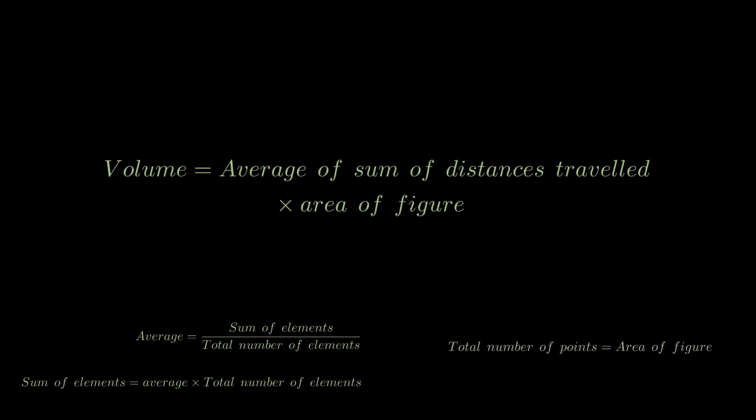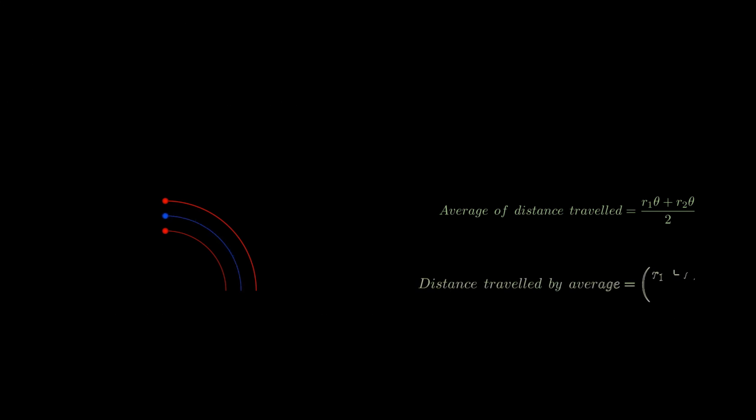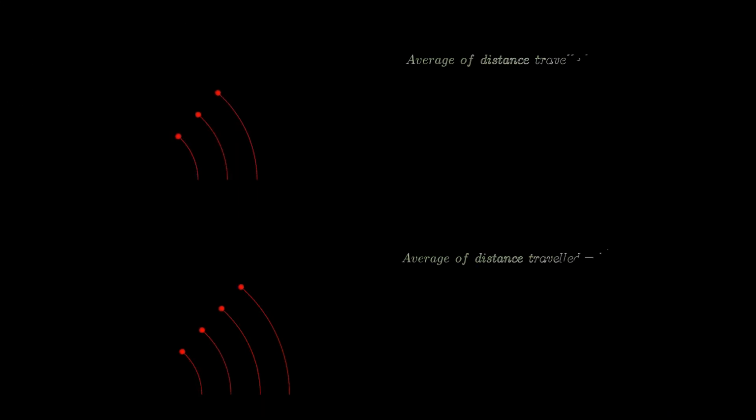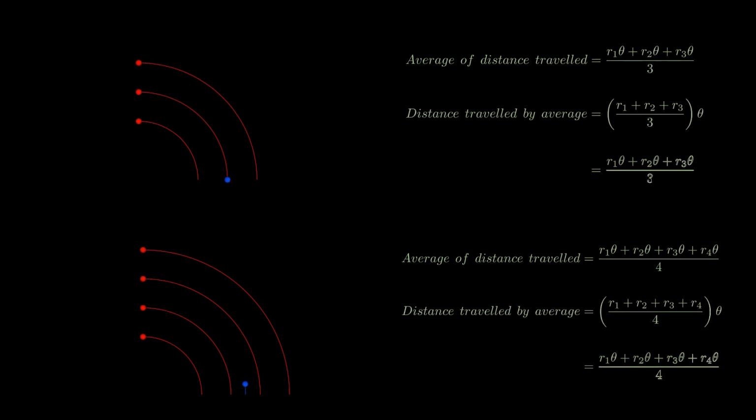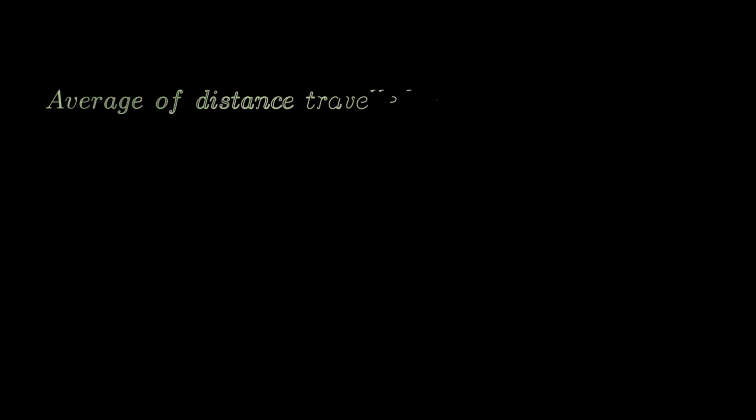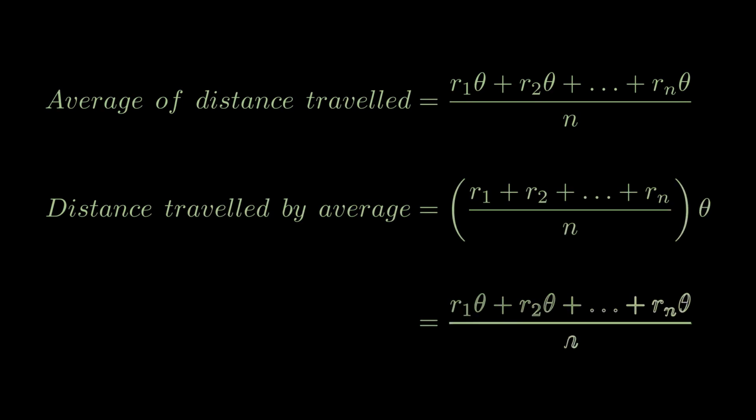So let's take a little detour. Consider two points moving in a circular arc. The average distance traveled by these points is given by this expression. Now consider the average of these two points. The average of two or more points is just going to be a point midway between. What is the distance traveled by this point? It's again this expression here. You can check this for any number of points. The average of the distance traveled by all points is equal to the distance traveled by the average of all points.